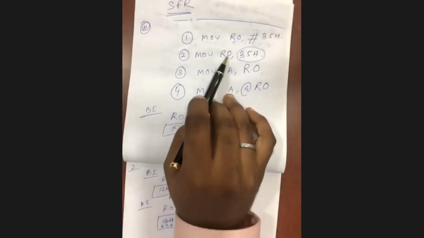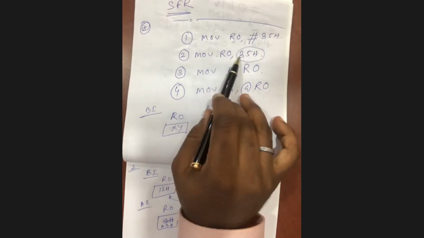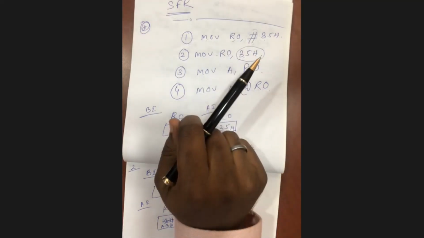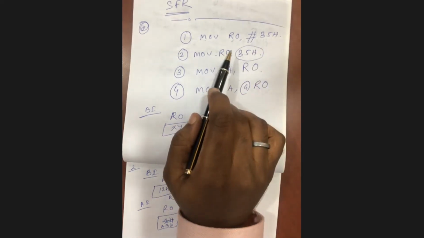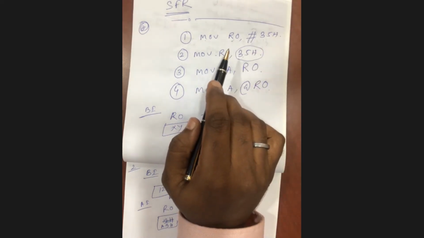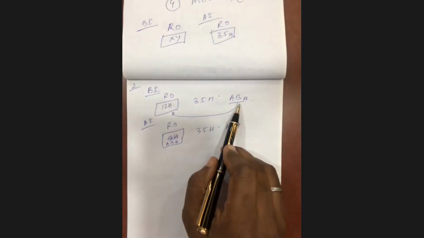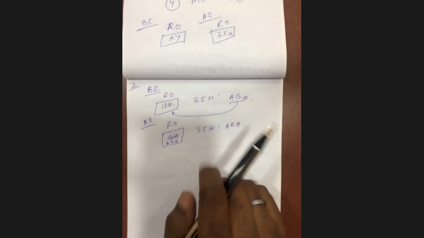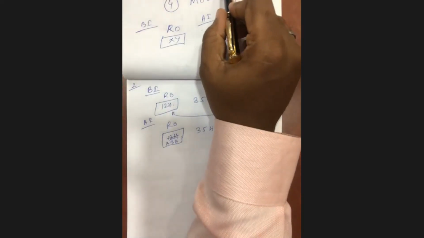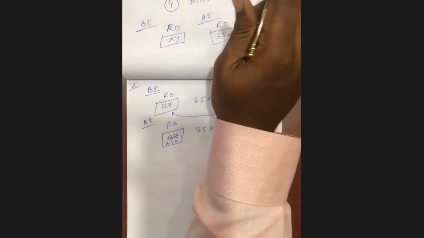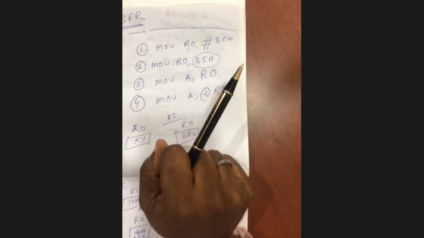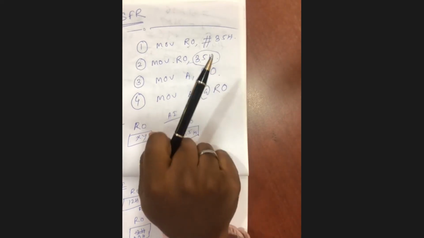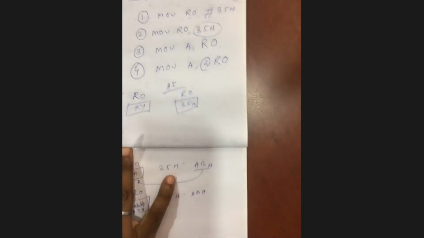These instructions can also be done in reverse: MOV 35, R0. Then the content of R0 will be copied into the particular memory location. In that case, 12H will be copied into the memory location. Means if it doesn't have a hash, it will act as an address. Okay, sir.